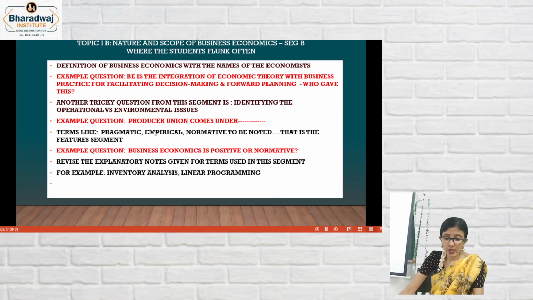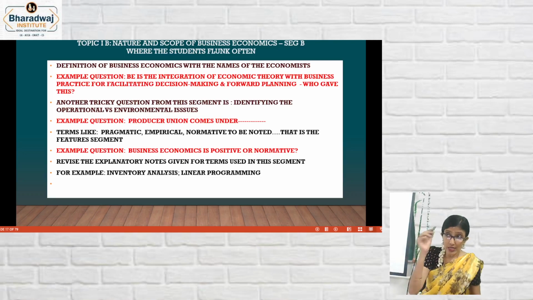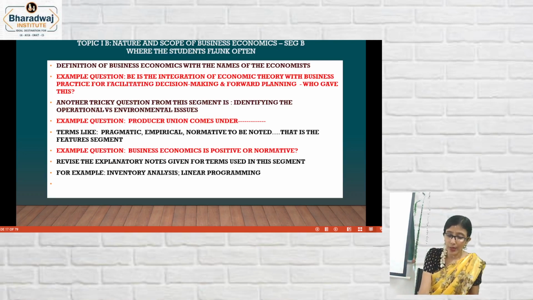Yes. So that is one. Now let me give you an example. This chapter, how we have covered it, is what you should know. Point 1: the definition of business economics with the names of the economists. Please remember this very well in the segment. Second is identifying the environmental and operational issues. Third one is now with an example.